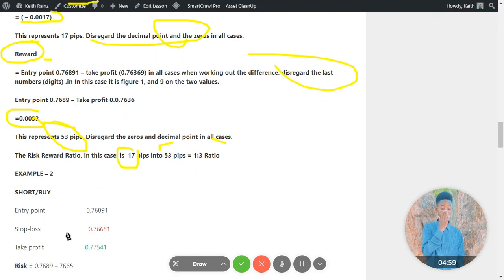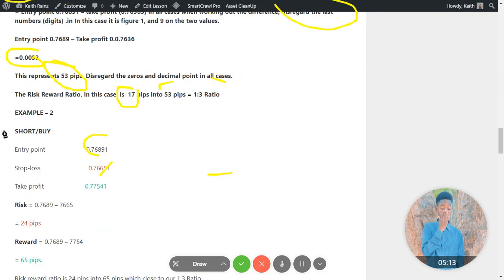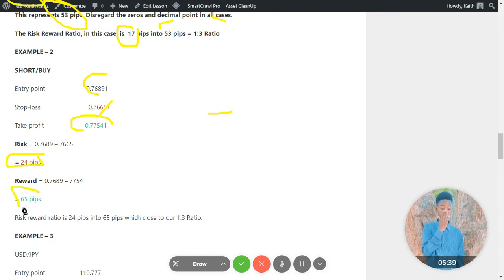Okay, so let's go to number 2, the short buy. The entry point here is this one, and the stop loss we've set to this one, and the take profit is this one. So for the risk, you subtract the entry point minus the stop loss, and you get 24 pips as our risk. And for the reward, we calculate the entry point minus the take profit, and you get 65 pips. In this case the reward has to be high and the risk has to be low. So this risk reward ratio is 24 pips to 65, which gives us a 1 to 3 ratio.